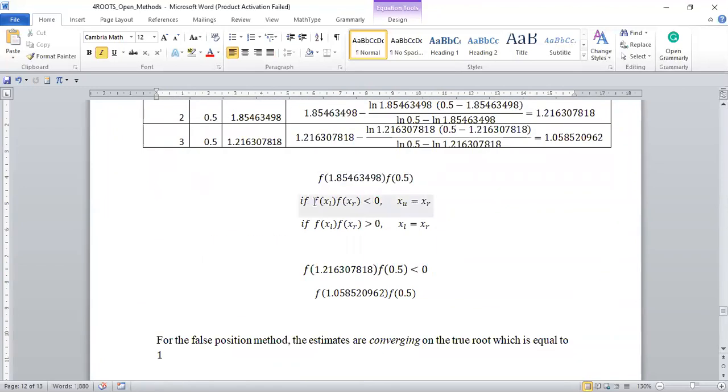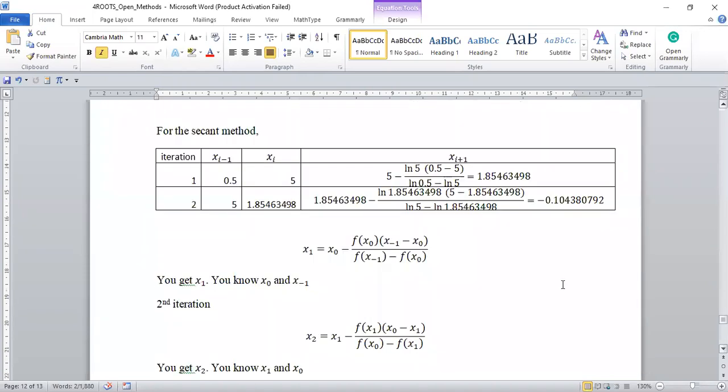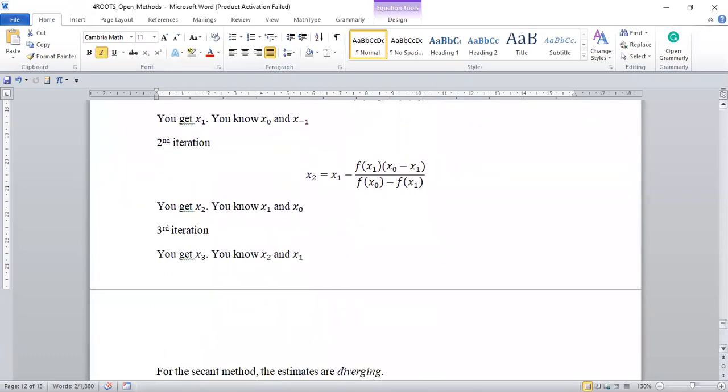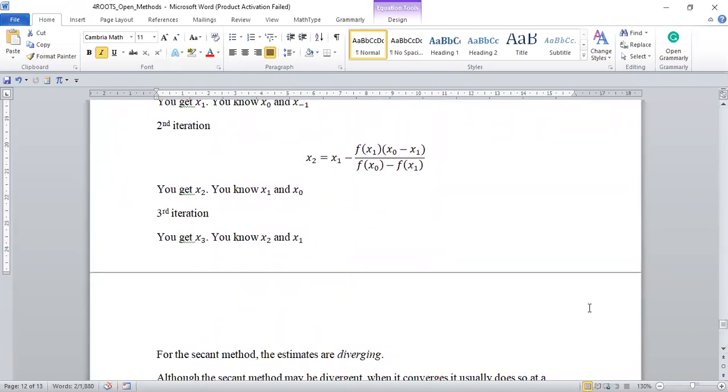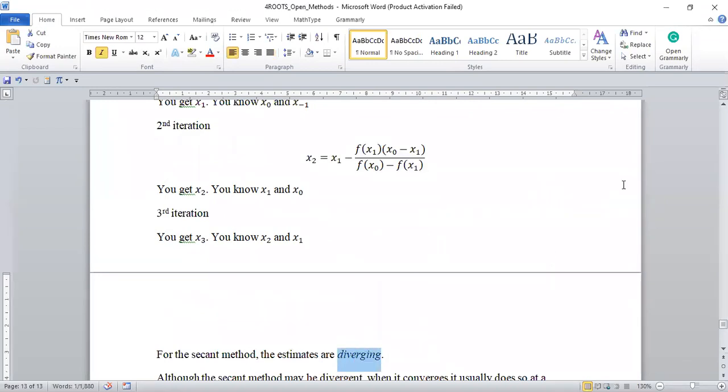For the false position method, we had to test for this condition in order to replace the lower limit or the upper limit. But in the secant method, we don't even have any condition. All you need to do is follow this sequence. And it's because of this that the secant method can actually diverge. The roots can diverge, like what we saw in the Newton-Raphson method. The error was escalating and increasing.